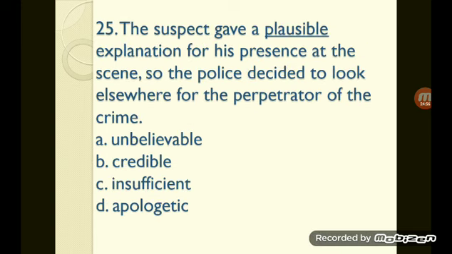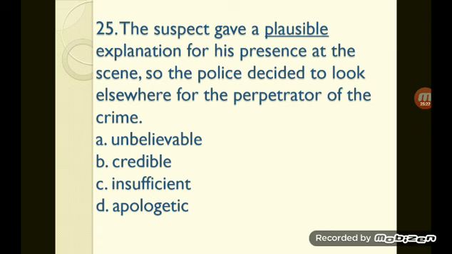And the last sentence for the day is, the suspect gave a plausible explanation for his presence at the scene. So the police decided to look elsewhere for the perpetrator of the crime. So the suspect was there at the scene of crime. So that is why the police decided that he is a suspect. But then the suspect gave a plausible explanation.